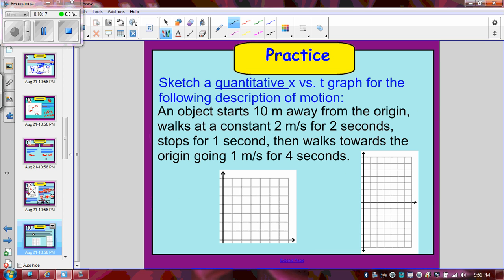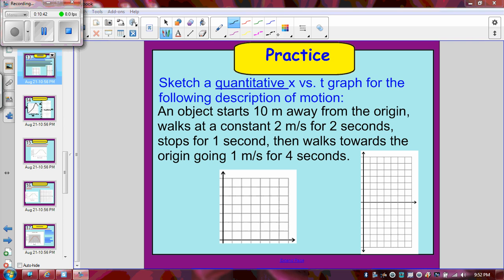All right, let's look at something different. This question has us wanting to sketch a quantitative x versus t, or position versus time graph, for the following description of motion. An object starts 10 meters away from the origin, walks at a constant 2 meters per second for 2 seconds, stops for 1 second, then walks towards the origin going 1 meters per second for 4 seconds.